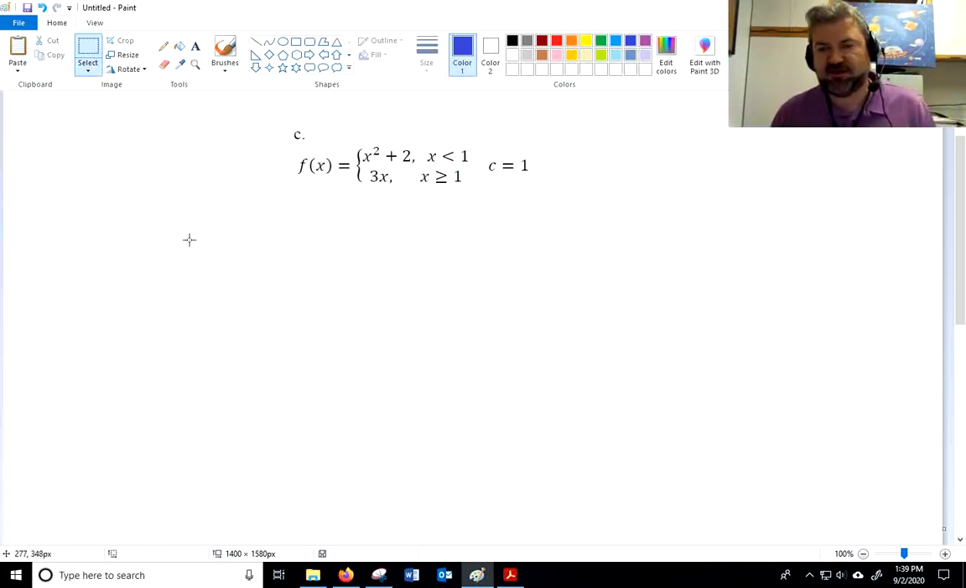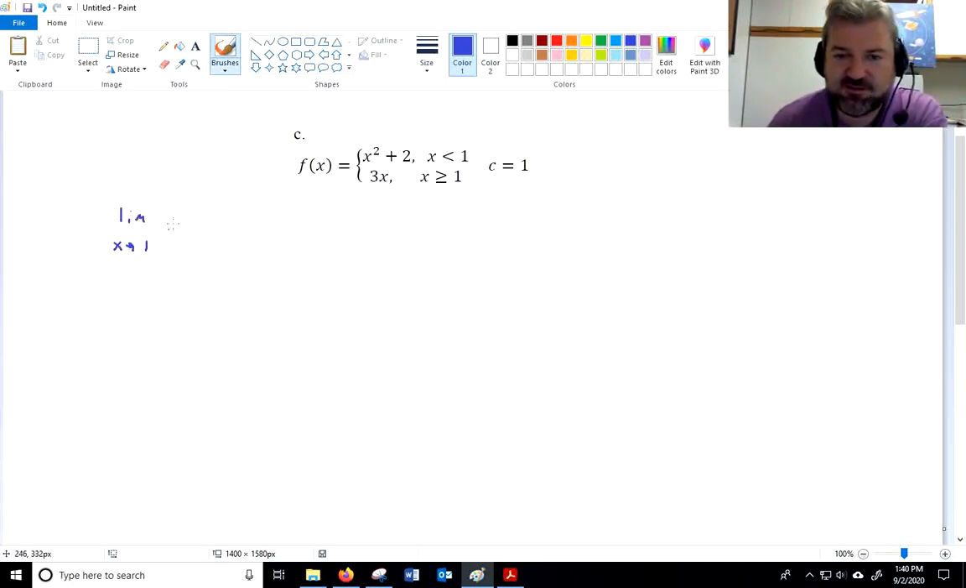All right, f of x equals x squared plus 2 for x less than 1, and f of x equals 3x for x greater than or equal to 1. We're going to check the differentiability at 1. So we're going to have to take the limit as x approaches 1 of f of x minus f of 1 all over x minus 1. Well, what is f of 1? F of 1 is 3 because you used the bottom branch.